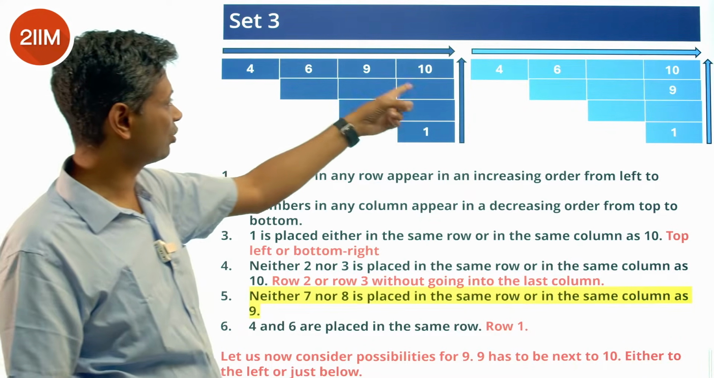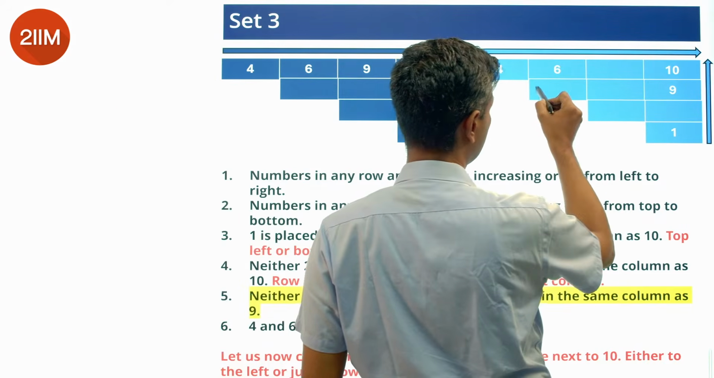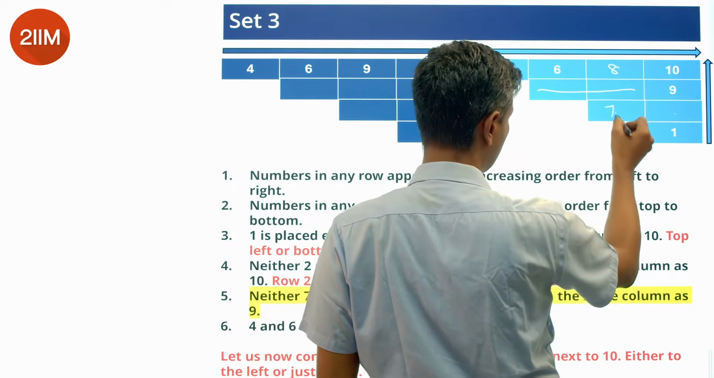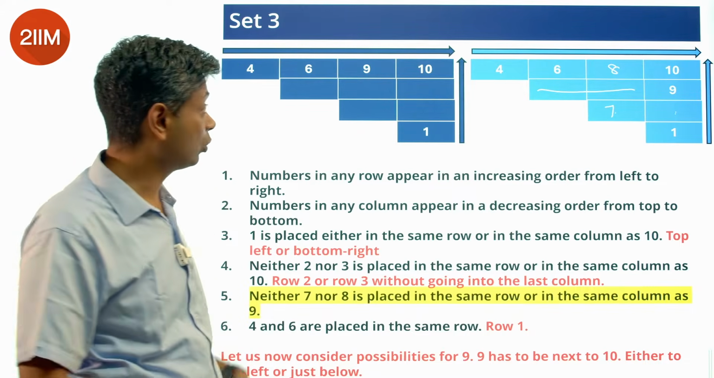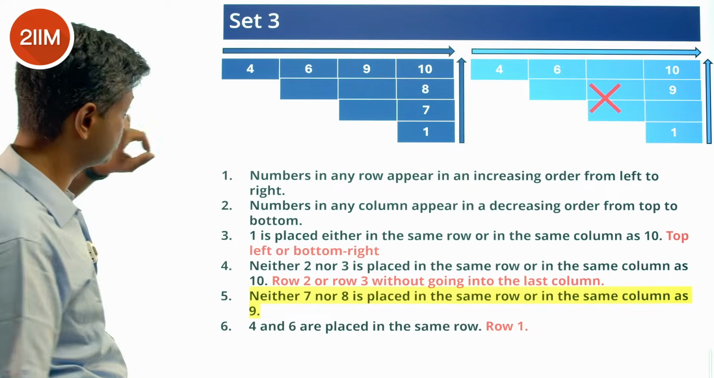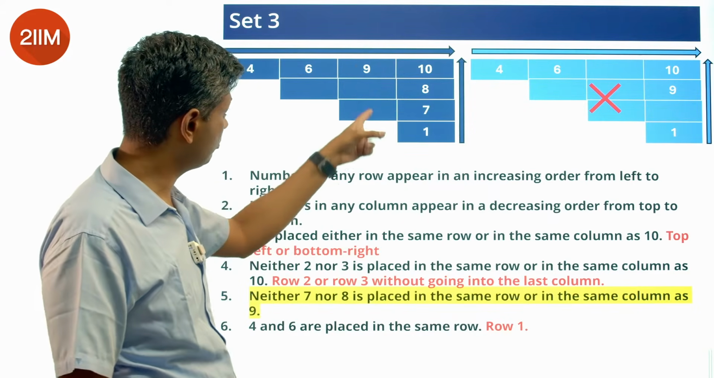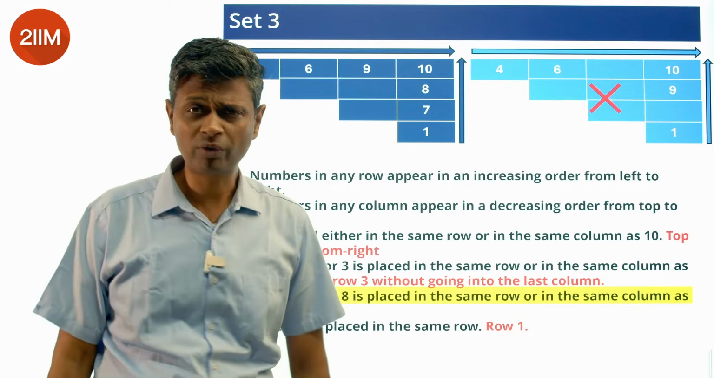Right? 9 here or 9 here are the only two possibilities. If I put 9 here, 7 and 8 cannot be here, 7 and 8 have to be here. This is 8, this is 7. Then no value can sit there. So that is out. It has to be 4, 6, 9, 10. Which means 8 and 7 have to come here. 8 and 7 cannot be in the same column or same row as 9. 8, 7 have to come here. So we filled beautifully.